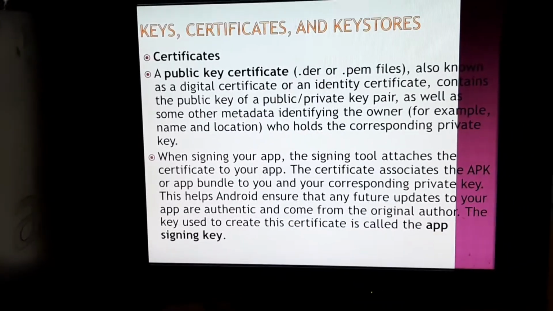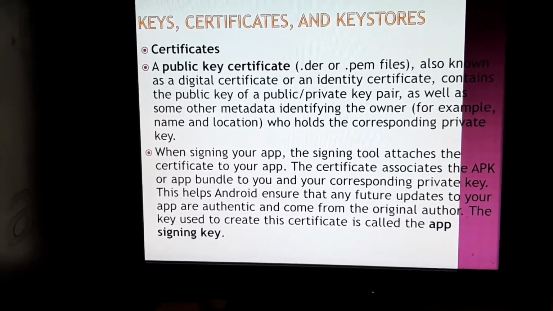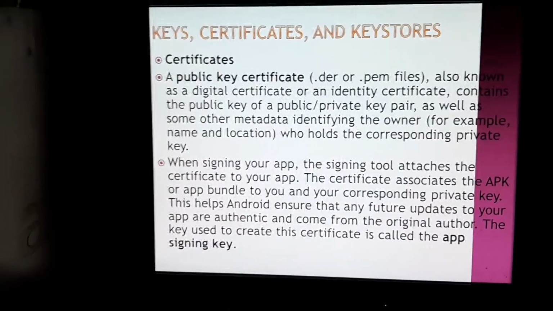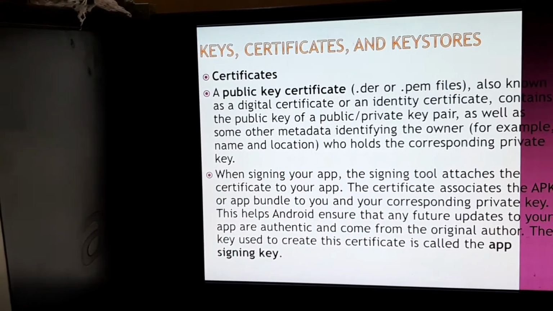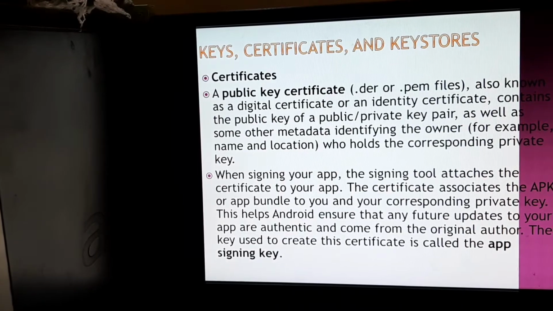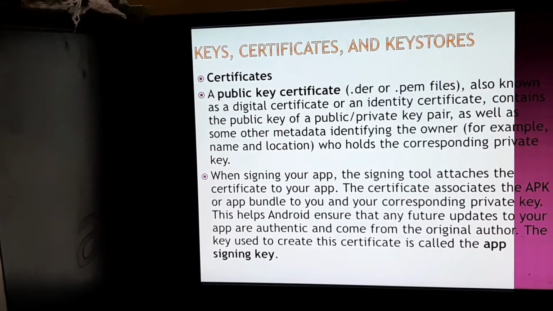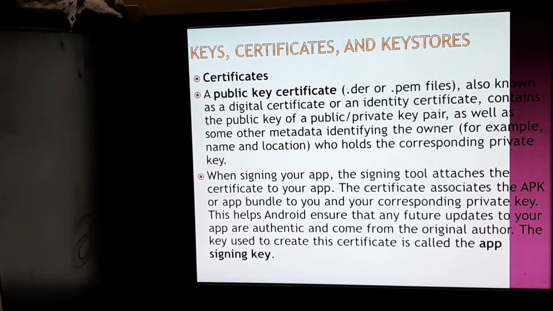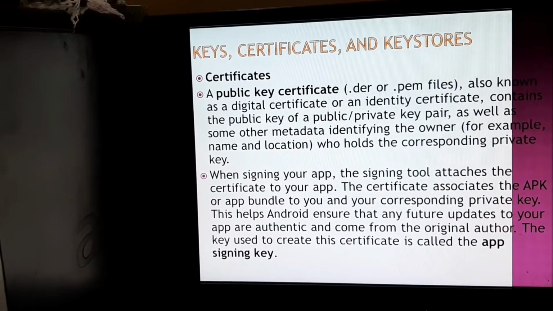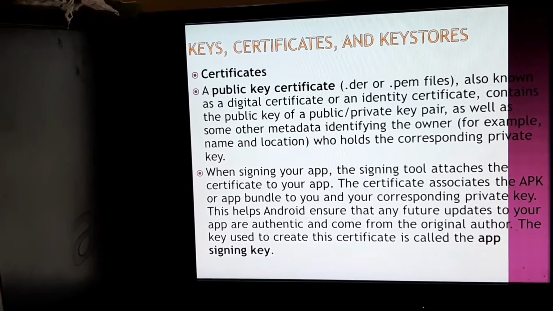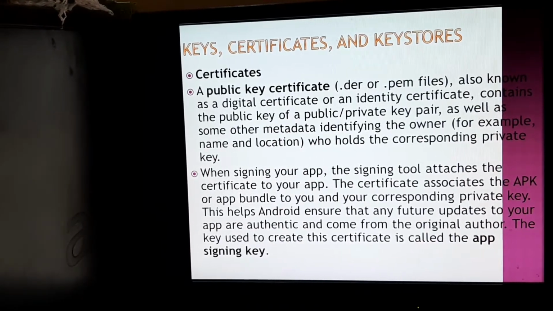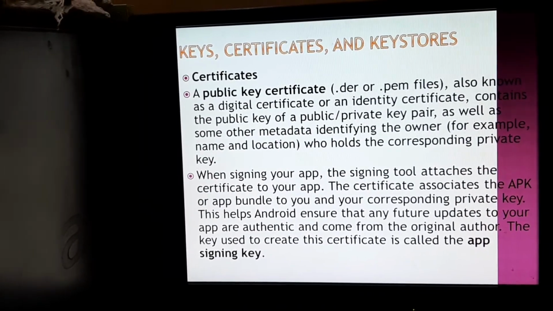Then certificate fingerprints: a certificate fingerprint is a short and unique representation of a certificate that is often requested by API providers alongside the package name to register an app to use their services. The MD5, SHA1 and SHA256 fingerprints of the upload and app signing certificates can be found on the app signing page of the Play console.